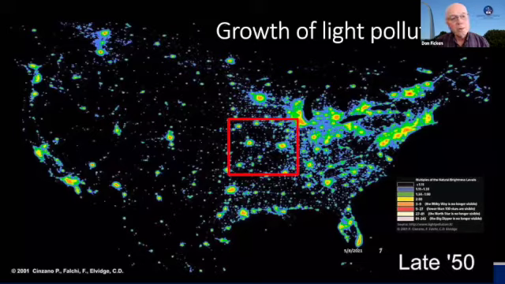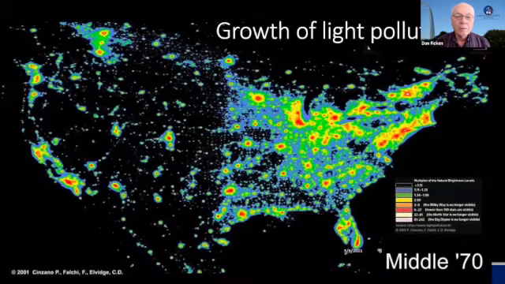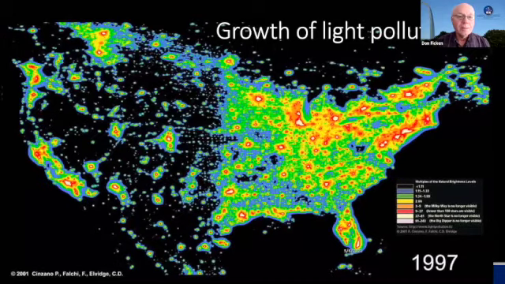But on the West Coast, I mean, if you go to the west, it's pretty dark. There's a few spots here and there. Let's move on to the middle 1970s. You can start seeing very quickly that it's getting lighter. Everything's getting a little bit brighter, particularly on the East Coast. And then we go to the 1997 range.